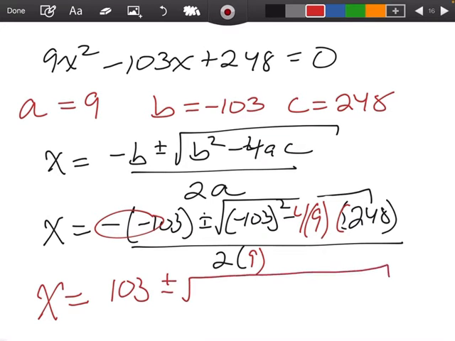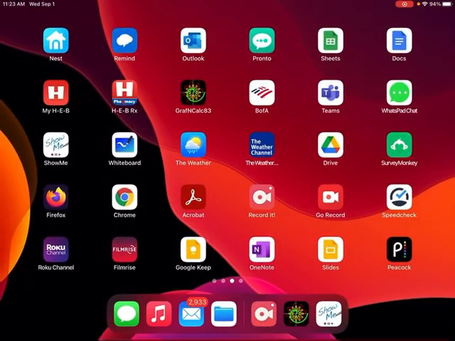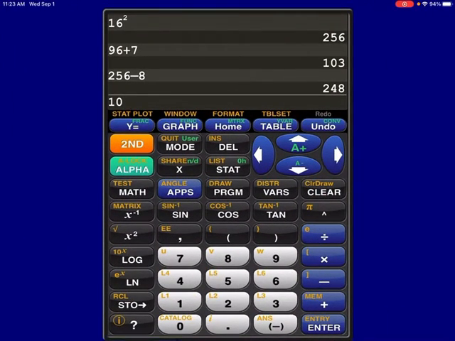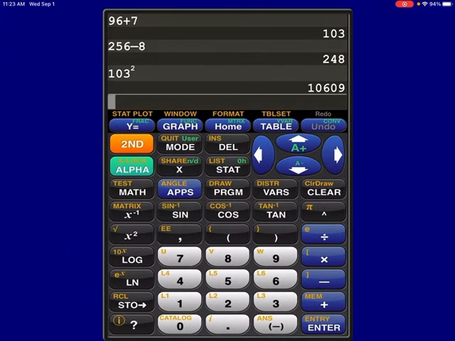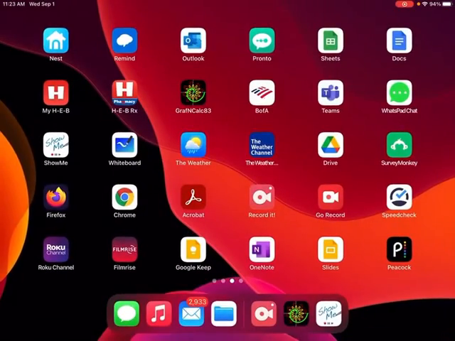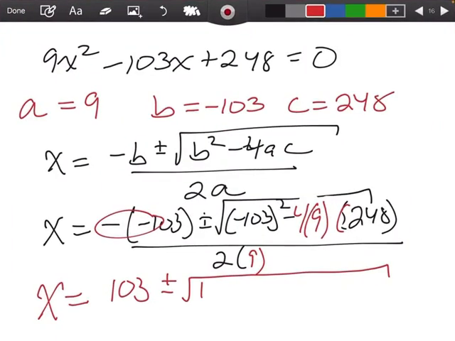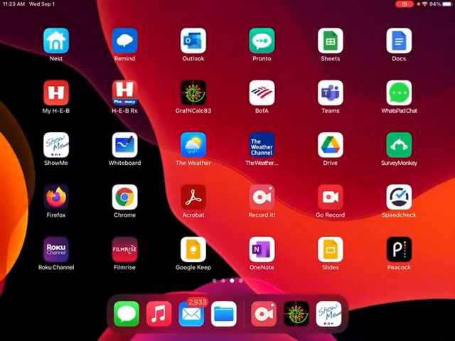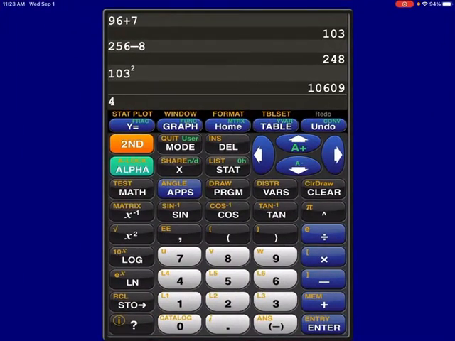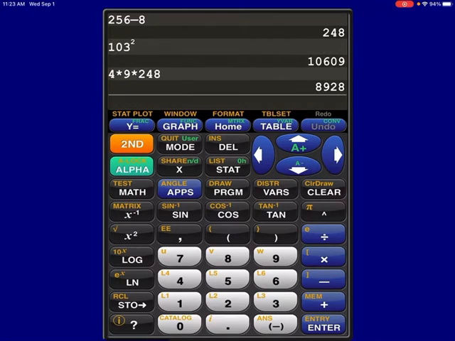I'm going to take my calculator now because I need to figure out what 103 squared is. 10,609. So 10,609 minus, now I've got to multiply 4 times 9 times 248. So 4 times 9 times 248 is 8928.